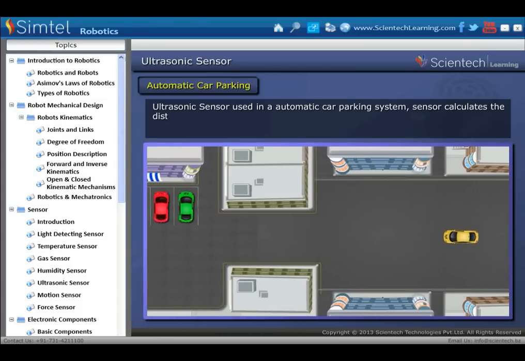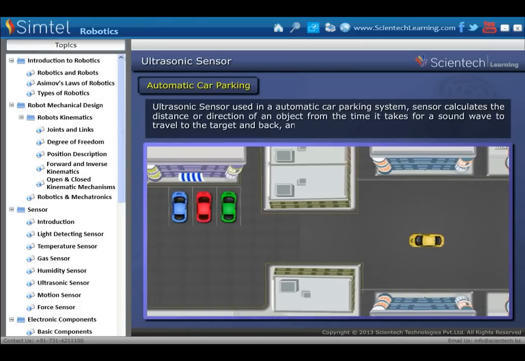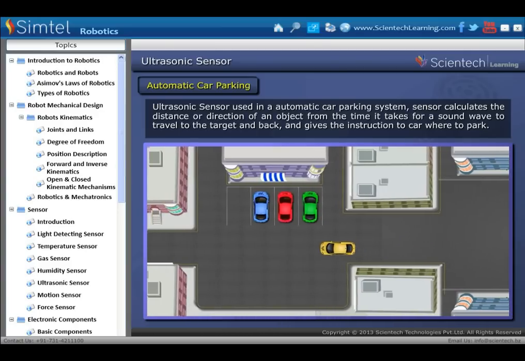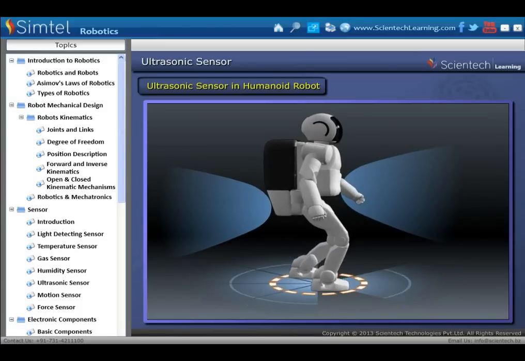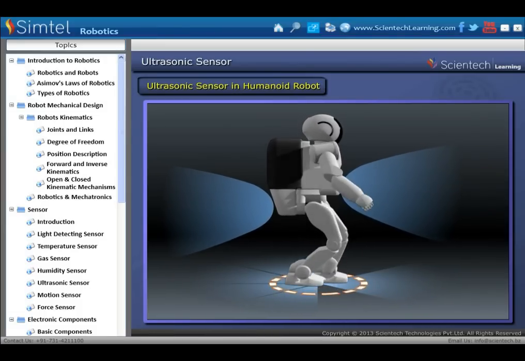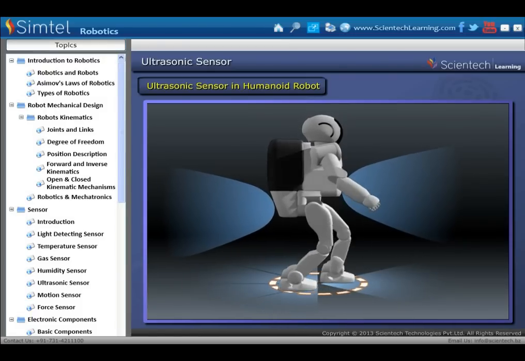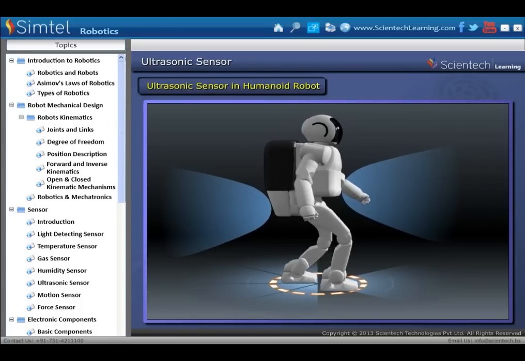Next application of ultrasonic sensor is for automatic car parking system. Here, in automatic car parking system, the sensor calculates the distance or direction of an object, from the time it takes for a sound wave to travel to the target and back, and gives the instruction to the car where to park. In humanoid robot, ultrasonic sensors are used to detect obstacles, including glass, that the visual sensor cannot detect.